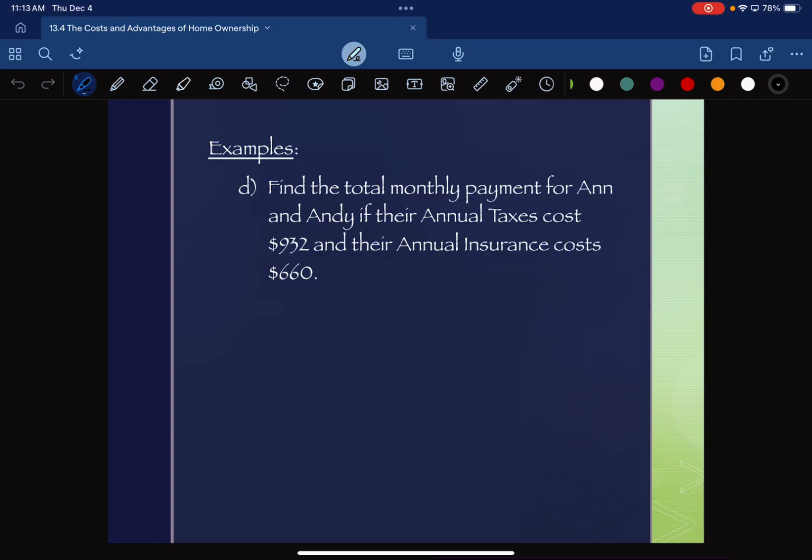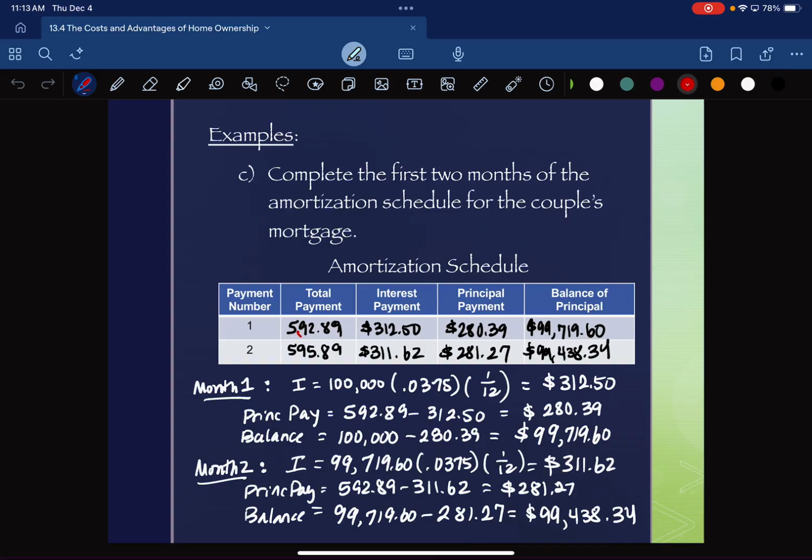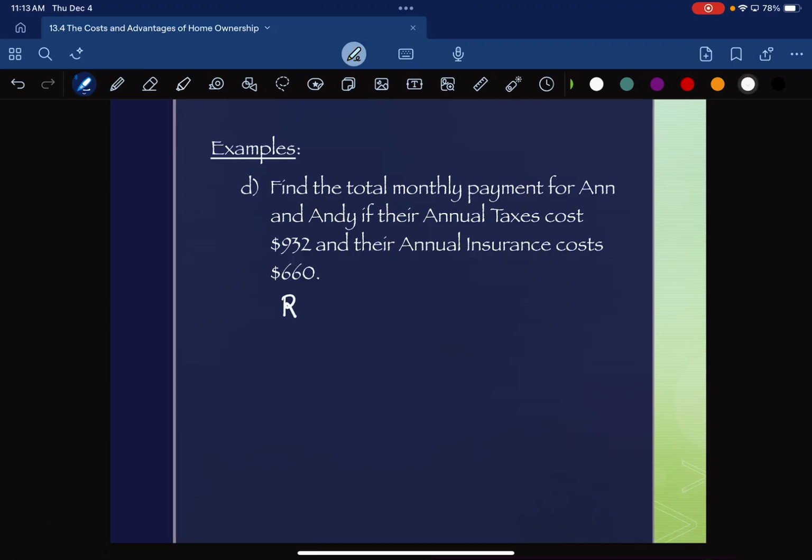All right, so we're going to find their total monthly payment. We had previously, let's go back and get it. Their monthly amount that they were going to pay for the actual mortgage is $592.89. So we're going to need that amount. That was what we called R before. Then we need to know the monthly tax amount, and the monthly insurance cost. So what would we do to find monthly tax? Somebody say it so we can keep moving. Thank you. We're going to divide it by 12. So we're going to take 932, right, Gabriel? Divide that by 12. What's 932 divided by 12?